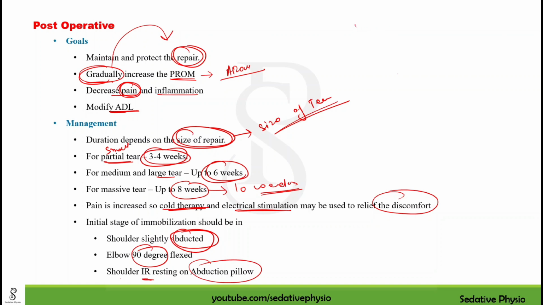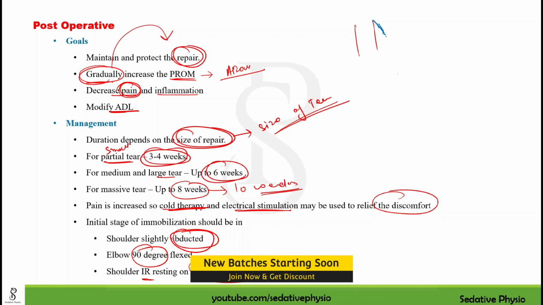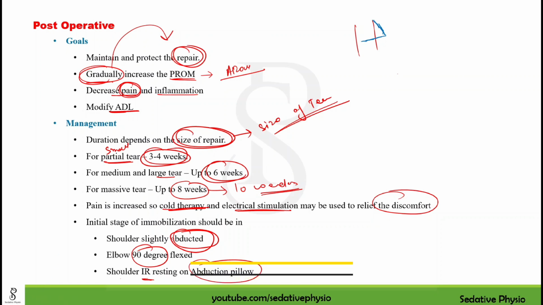See, something like this. For example, this is the trunk, this is the upper trunk, and this is the shoulder. The shoulder will be slightly abducted. The elbow will be at 90 degrees, right? And there will be a sling. On this sling, the patient's arm will rest, something like this.